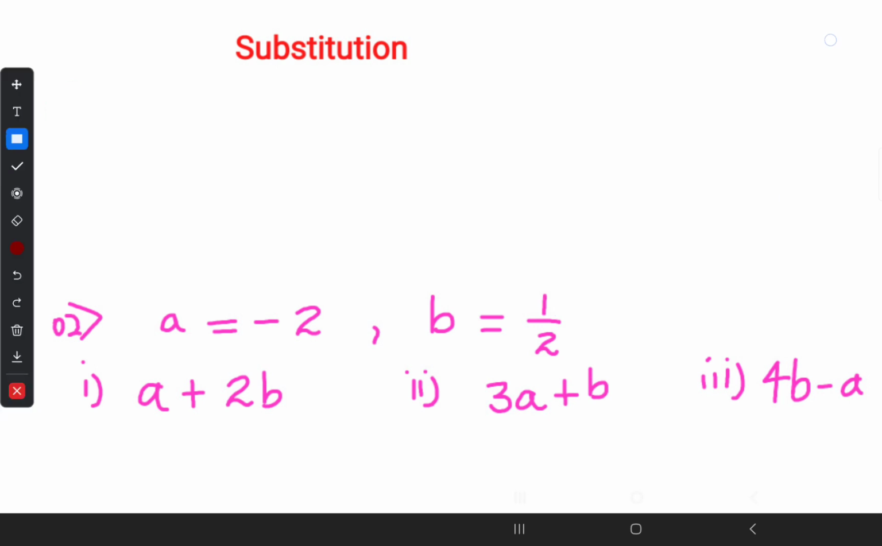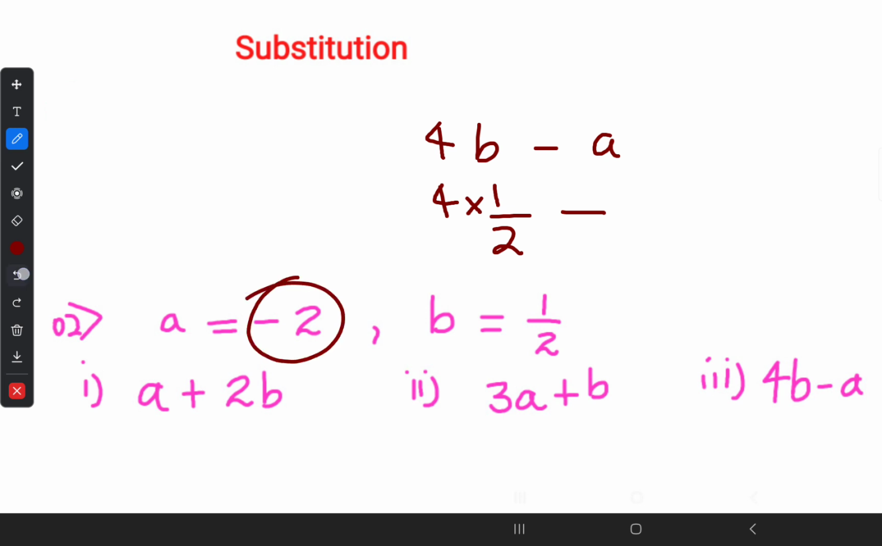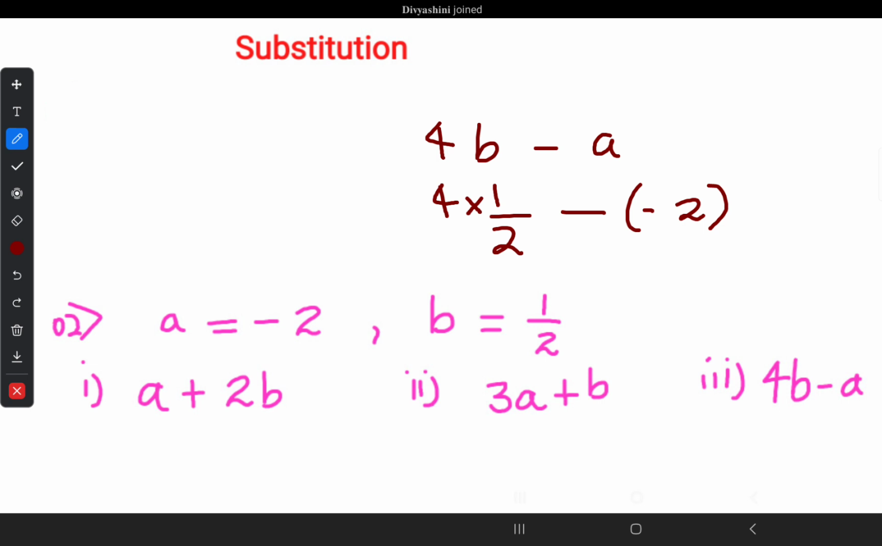For the last one, 4b minus a. 4 times b minus a. 4b means 4 times its half. Minus a is again negative 2. Okay, minus negative 2. That's why you should keep a bracket while writing the negative values.